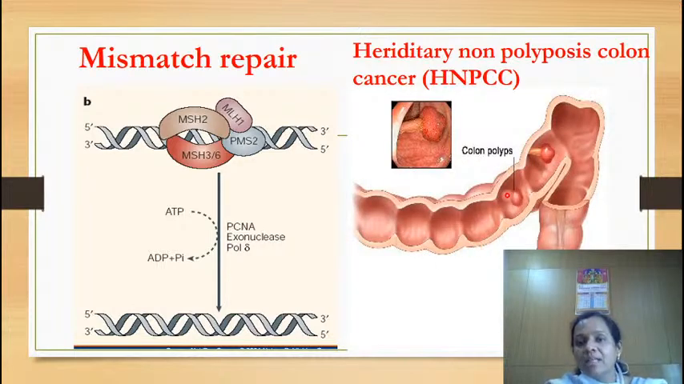So what will happen in the colon? There will be development of polyps, because MSH1 and MSH2 genes are not producing the protein that is required to rectify the mismatch repair.